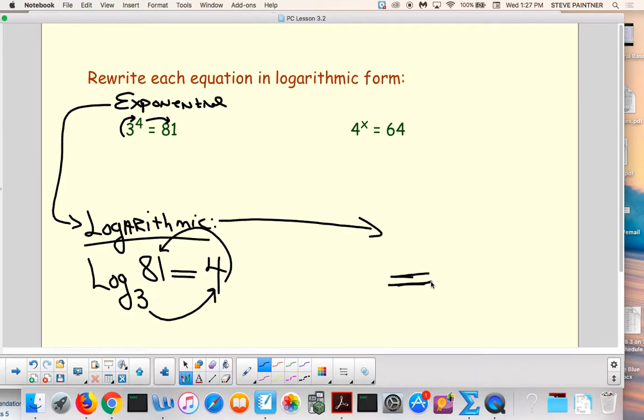Log base 4 of 64 equals x. When she says log base 4, I want to know: 4 to what power? 4 to the x power equals 64. Does that make sense? I'm just converting back and forth. That's all I was doing. I wasn't really solving anything. I was just saying this is the same as this, and then I did it the other way.